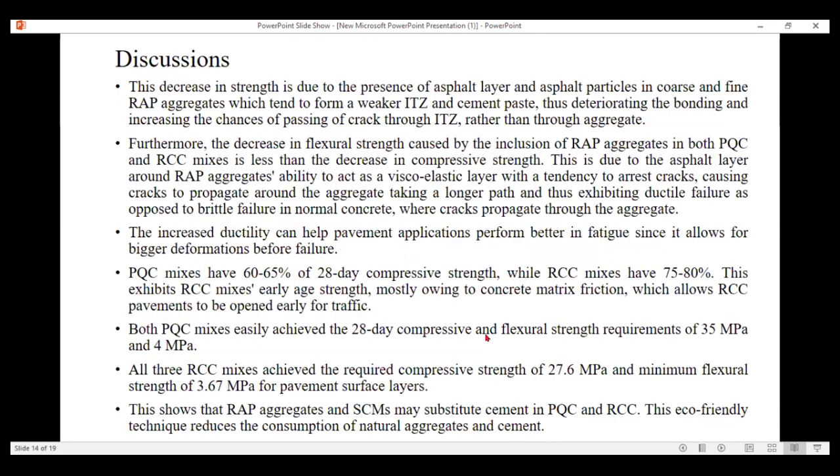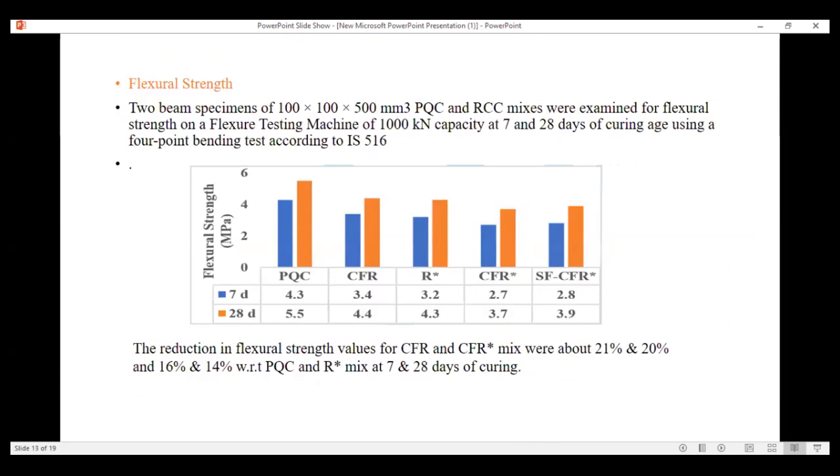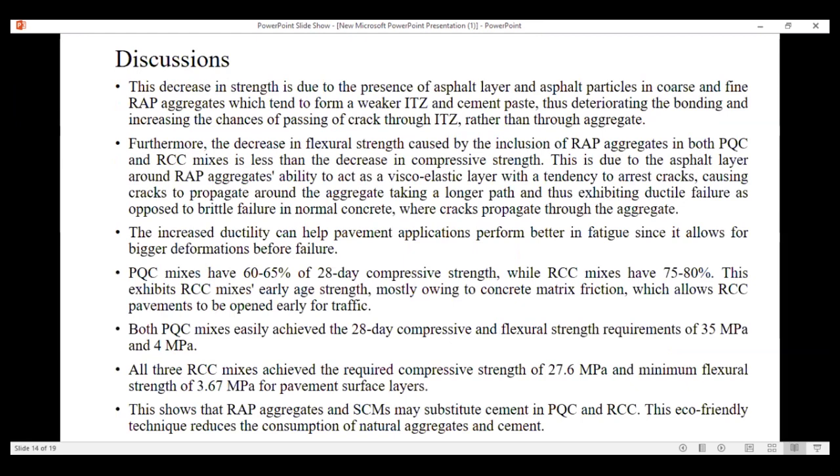Why does this happen? Because of the ITZ, the interfacial transition zone. The bond strength between paste and aggregate is somewhat low due to RAP, which is why strength values decrease. If we increase silica fume, it increases the paste content and the bond between aggregates and paste, and the strength increases. That is the main reason for the reduction in strength.